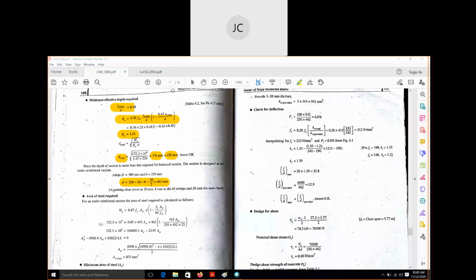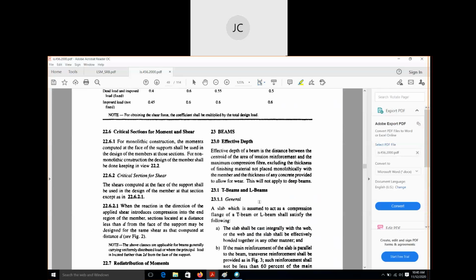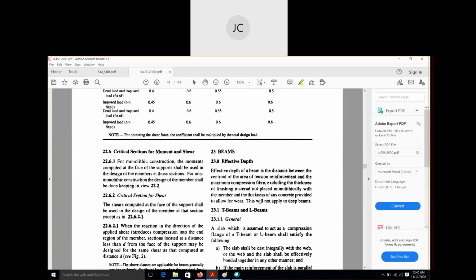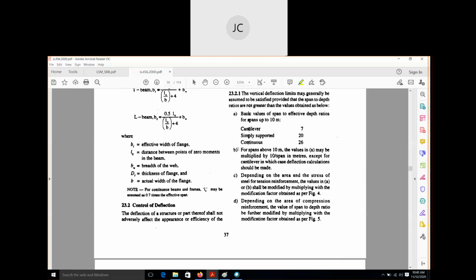Okay, so for the next part, all of you open your IS 456. Open IS 456 and go to clause number 23. Go to clause number 23.2, control of deflection. Go to clause number 23.2 for the next part.